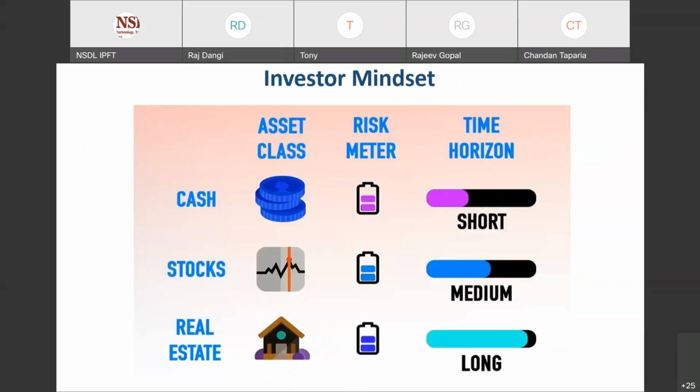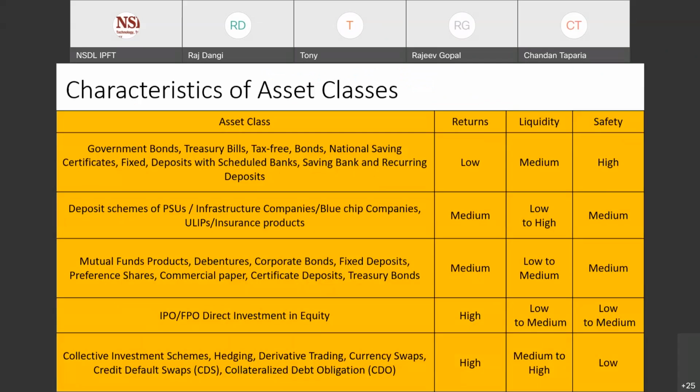Now, looking at the investor mindset: for cash, risk is high and time horizon is short. In the stock market, risk is medium and reward is medium. In real estate, risk is also there, and the time horizon is bigger if you have to put your money into the investment. Now I am trying to explain the characteristics of asset classes based on three factors: return versus liquidity versus safety.